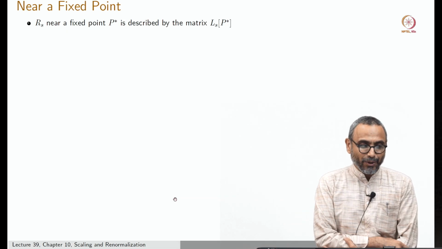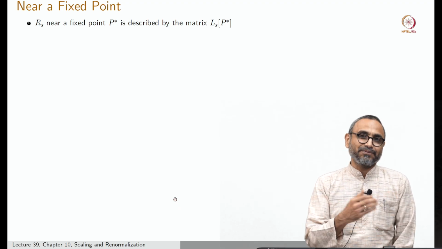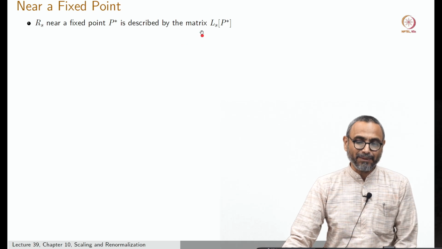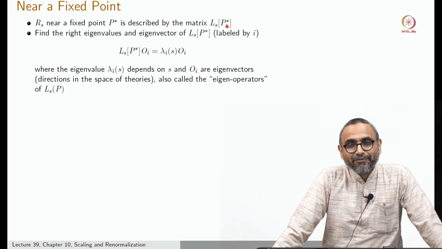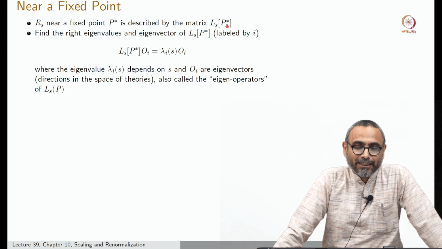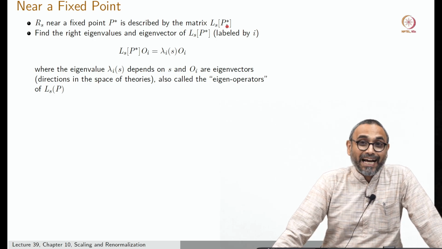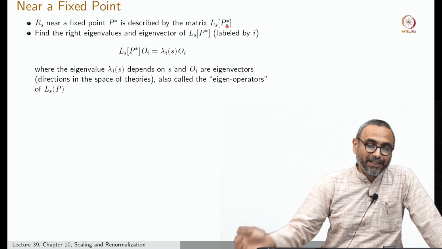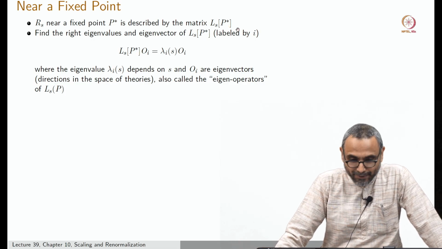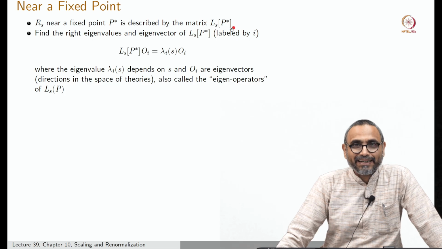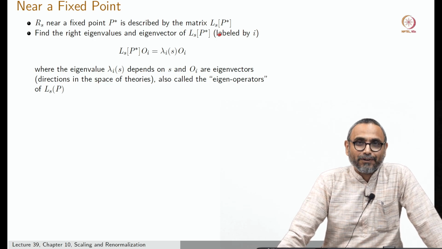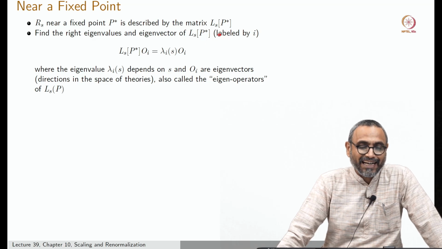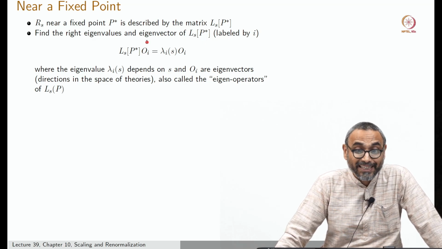All right. We have seen now that Rs near P star is described by this matrix Ls of P star. One way to look at its properties is to diagonalize it, or try to find eigenvalues and eigenvectors of this matrix. Based on our discussions, we don't know whether this matrix is Hermitian or non-Hermitian. In general, it may be a non-Hermitian matrix. So at least we're going to proceed by saying that it has some right eigenvalues and corresponding right eigenvectors.